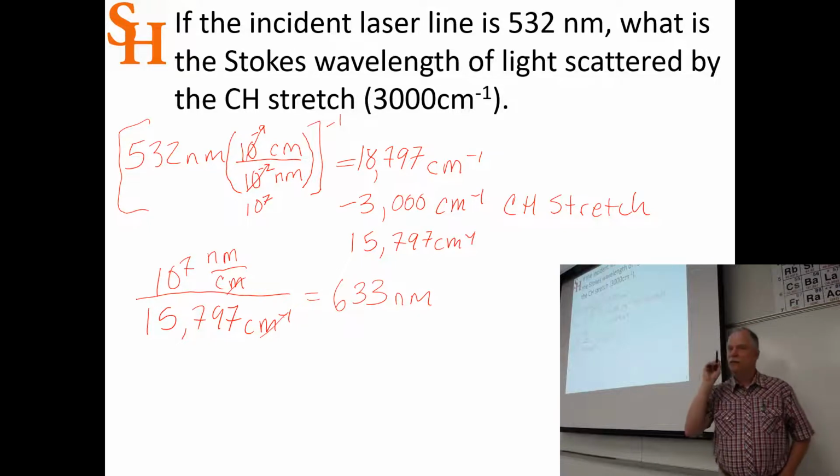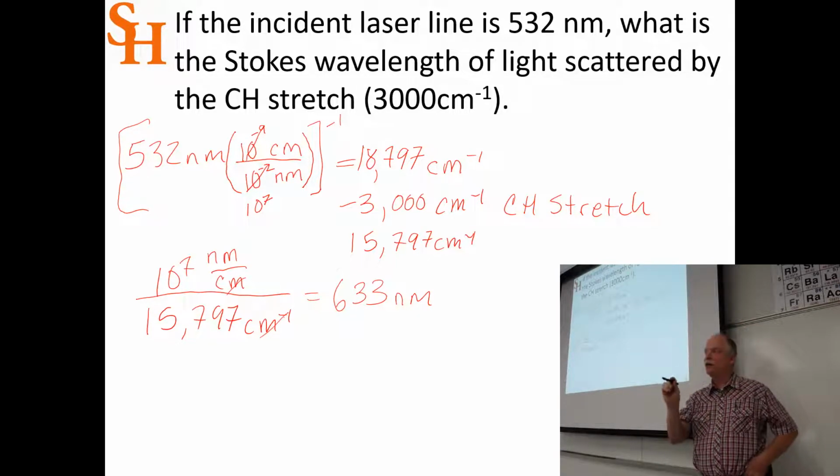So I hit the sample with a 532 nanometer laser, and if I have a filter there, I don't see it, but I see a bright peak at 633 nanometers. And that difference is there because of the CH stretch. Now, if I don't have CH bonds in my molecule, I won't see that peak. But if I do have CH bonds in the molecule, then I might see that peak. It's about a 1 in a billion chance.